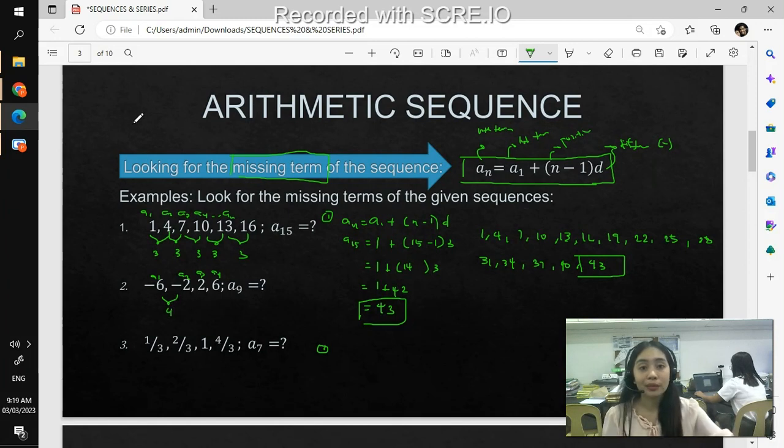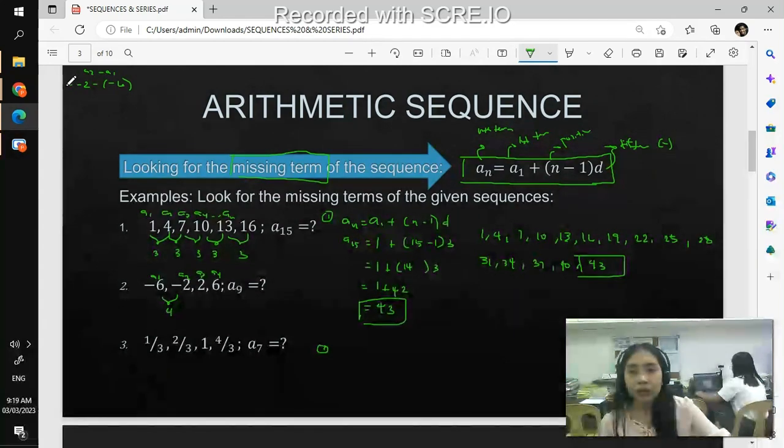positive 4. So let me just show you how we do it. Okay. Negative 2 minus negative 6. Now, this is a sub 2 minus a sub 1. All right, so we copy negative 2. Then we have here negative times negative, that gives us positive 6.